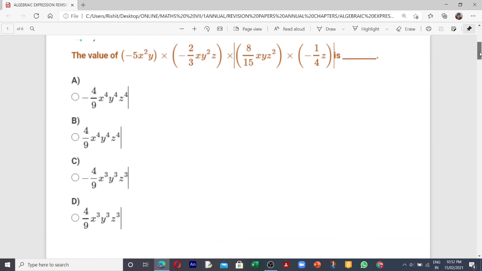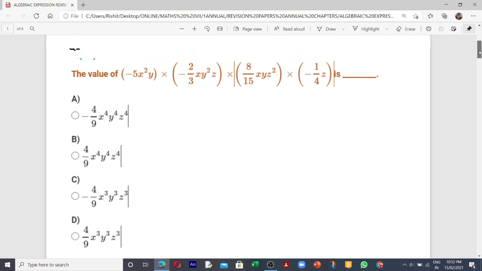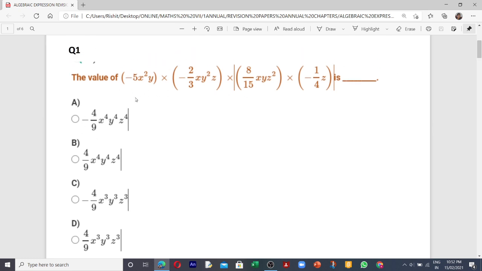Now what you have to do? The value of, this is question number 1, children. The value of minus 5x square y into minus 2 by 3 xy squared z into 8 by 15 xyz square into minus 1 by 4 z is. What is the answer, children?